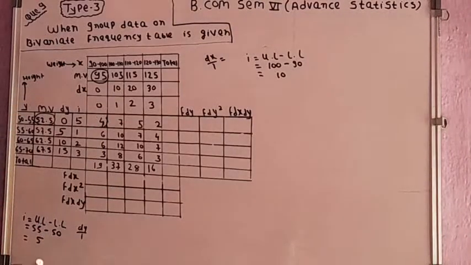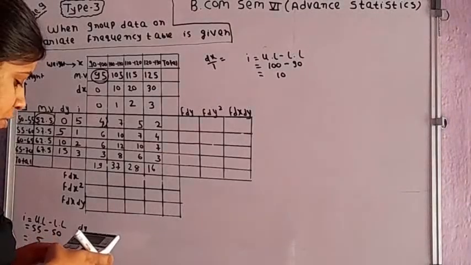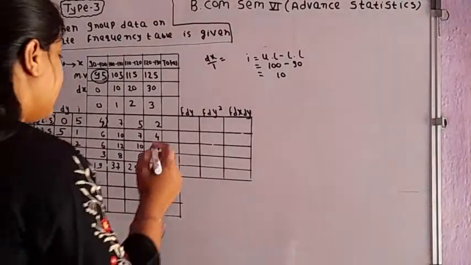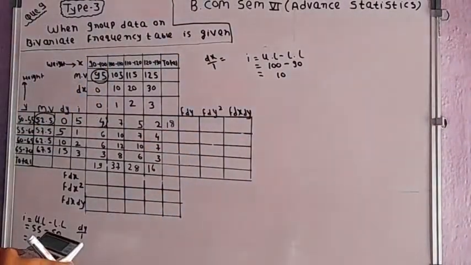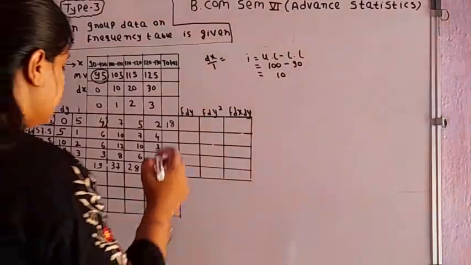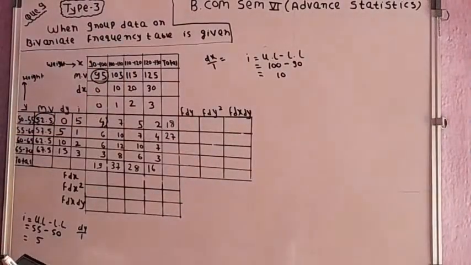Now we'll have to calculate the total of frequency for the Y series. So let's do it. 4 plus 7 plus 5 plus 2, 18. After that, 6 plus 10 plus 7 plus 4, 27. After that, 6 plus 12 plus 10 plus 7, 35.